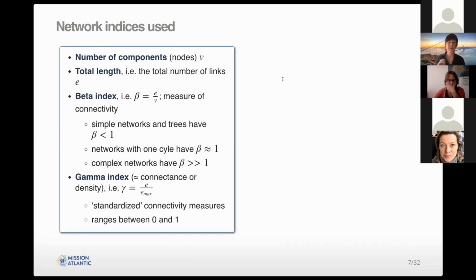These are the number of components, and the total length, so the total number of links between the nodes. Then the ratio between both, which is called the beta index, is a measure of connectivity. Simple networks or trees often have a beta value below 1. A network with one single cycle has a beta value of about 1, and anything more complex becomes greater, and it can go up to a very high number. To standardize that, you can calculate the gamma index, which is the ratio between the linkages or edges and the maximum edges theoretically allowed in that network. That ranges between 0 and 1, and it is a bit better to use to compare between the different case studies.